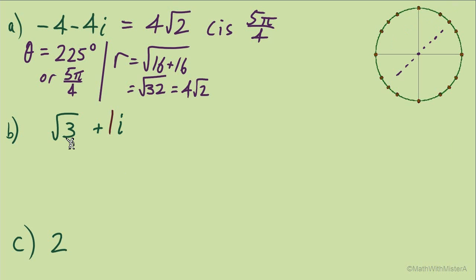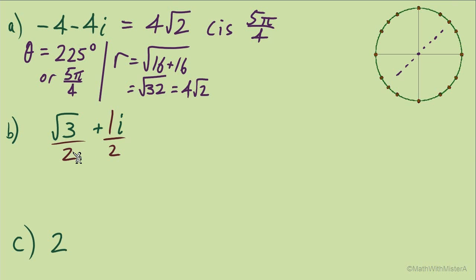So when I see radical 3 in one term and a 1 in the other term, I'm right away thinking about, well, if it's radical 3 over 2 and a 1 over 2, I know exactly where that is. That's right there at 30 degrees. I know that from the unit circle. Horizontally radical 3 over 2, vertically a 1/2, that puts us right there at 30 degrees, or pi over 6.